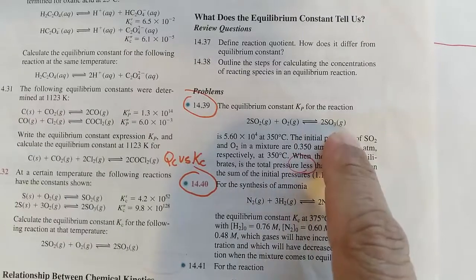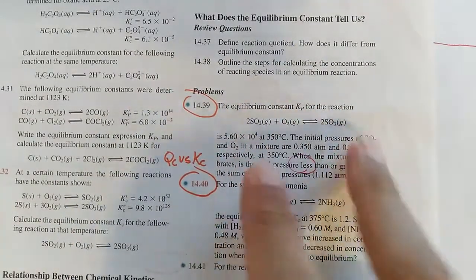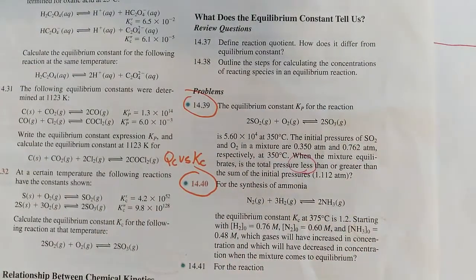It's not 100% products, nor is it 100% reactants. It's some combination of reactants and products when the reaction is complete. So will the reactants be more? Will the products be more?